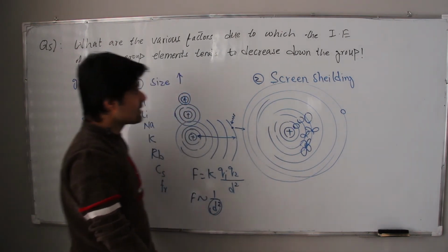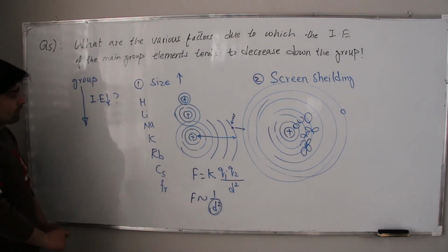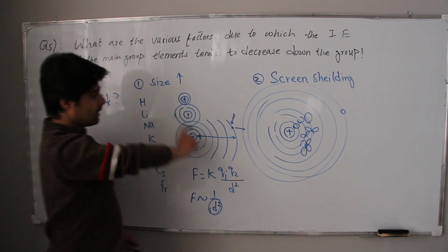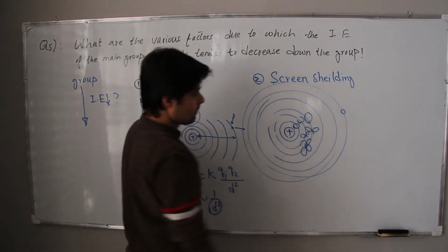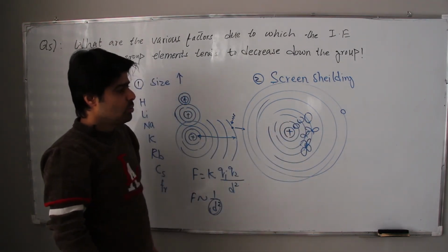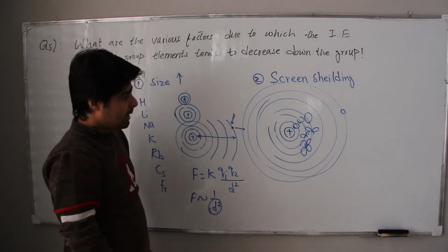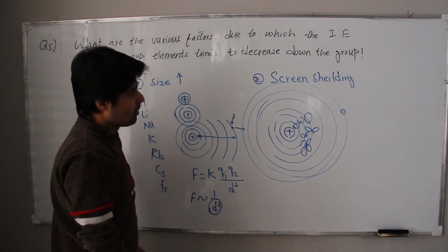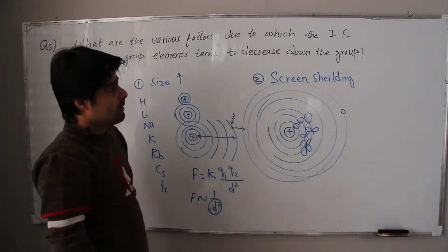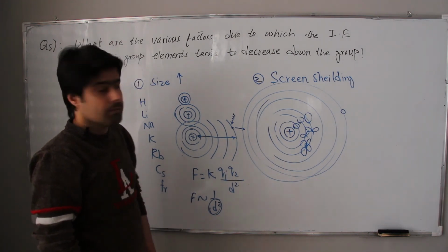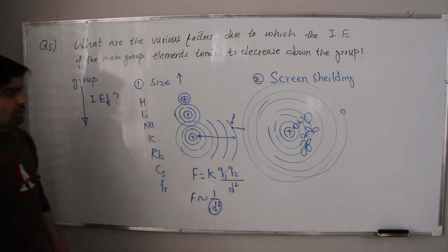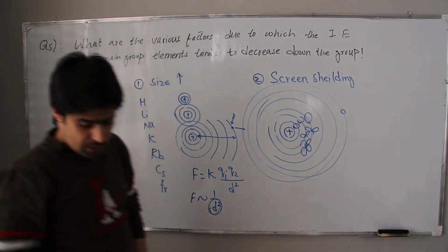We have two reasons for this result. First is size and the second is screen shielding. These two results, I think, work on the decrease of ionization enthalpy in groups. I think you have got it. Write it, please.